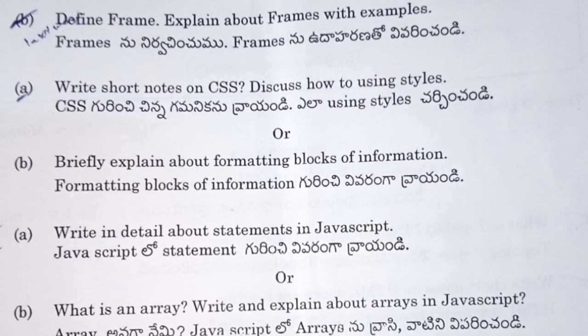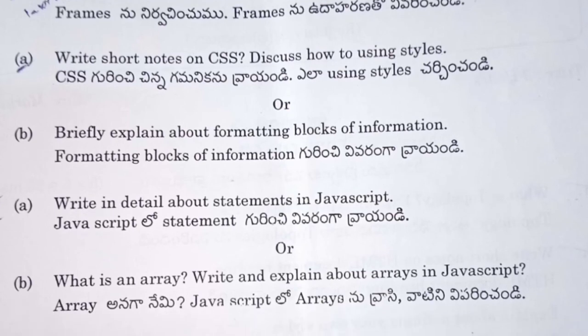Briefly explain about formatting blocks of information. 13th A, write in detail about statements in JavaScript. So control statements, conditional statements. Okay. Next, 13B, what is array? Write and explain about arrays in JavaScript. So you need to write the types of arrays: one dimensional, two dimensional and multi-dimensional.